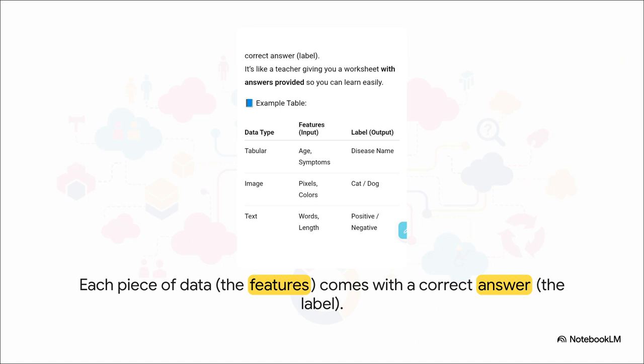This table here shows you the exact structure. Take a look. On the left, you've got all those features we talked about, things like age and symptoms.